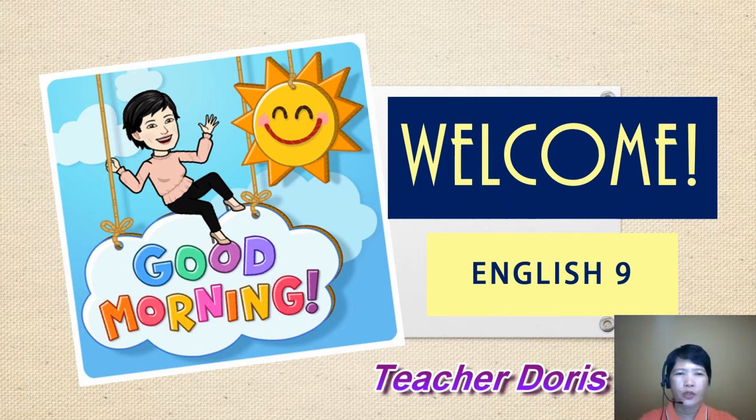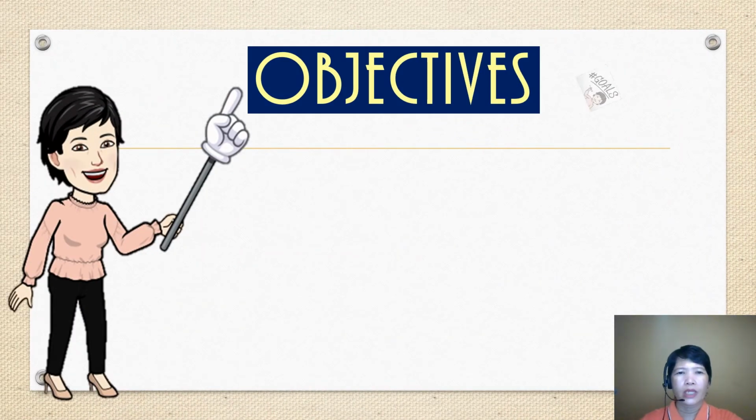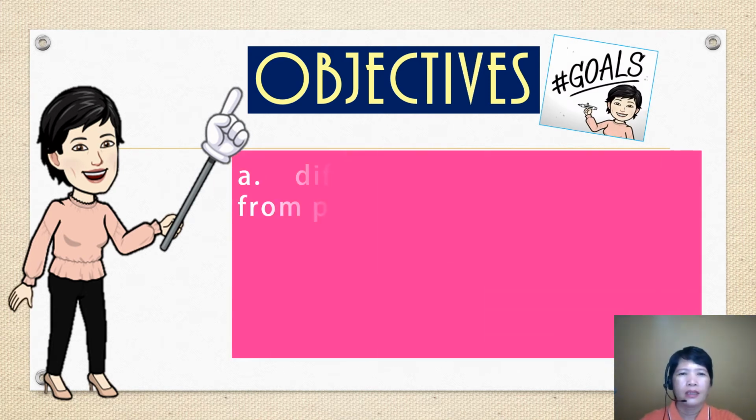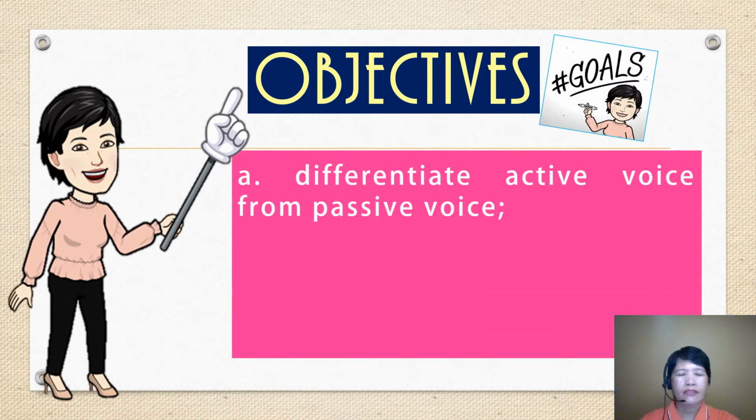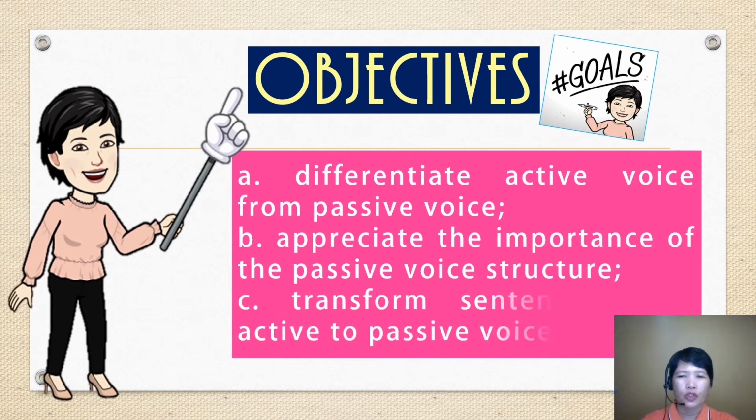First, we will see the objectives in today's lesson. In today's lesson, you are expected to, first, differentiate active voice from passive voice. Second, appreciate the importance of the passive voice structure. And third, transform sentences from active voice to passive voice.